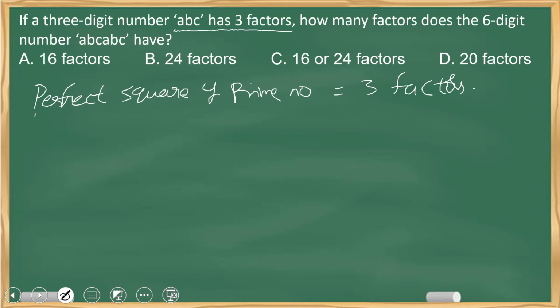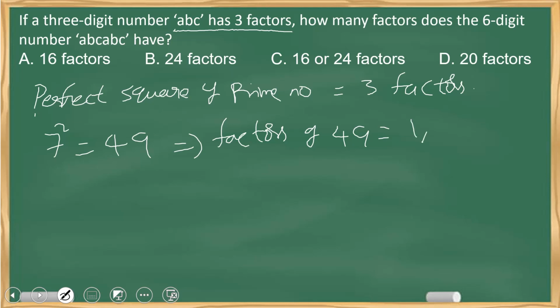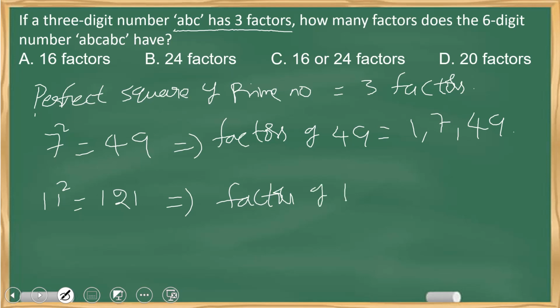Sir, how can you say that? Fine. Okay, take any example here. 7. What is 7 square? 49. Now, factors of 7 square, that is 49, are 1, 7, 49. So 3 factors only. Now take any other prime number. 11 square is equal to 121. The factors of 121 are 1, 11, 121. So there are only 3 factors.